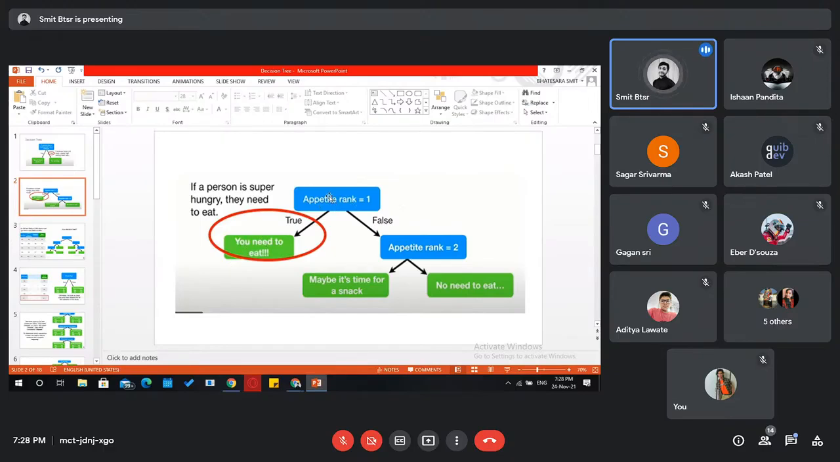Then I'm not that much hungry, but I am a little hungry. The next question that arises is: if not too much hungry, are you a little hungry? If yes, true, then you may need some snacks. You would like to take some snacks. And if you're not at all hungry, then there is no need to eat anything, right?